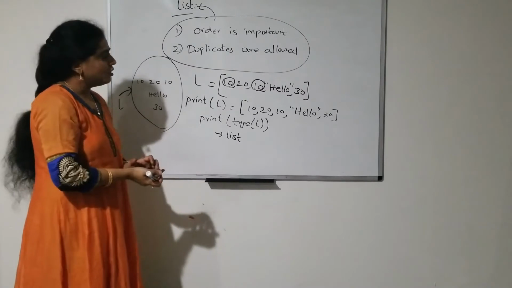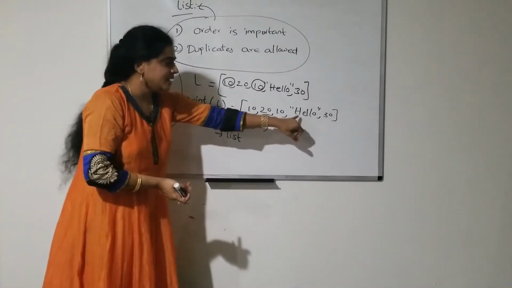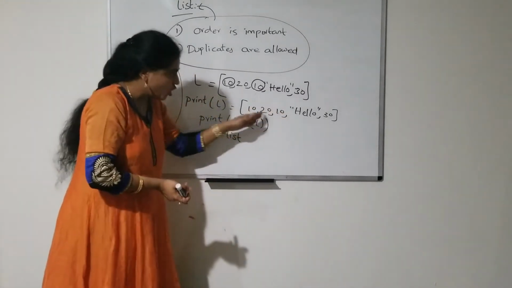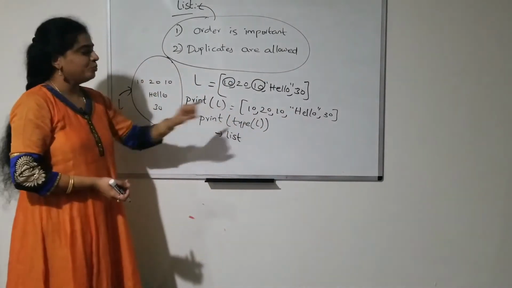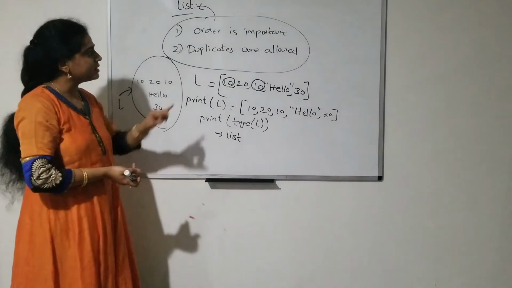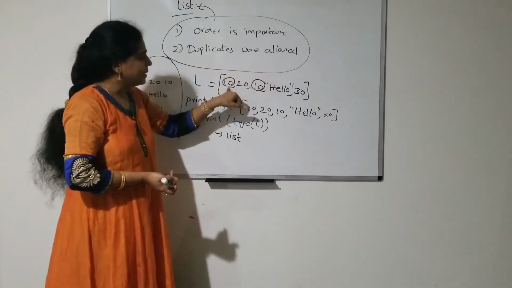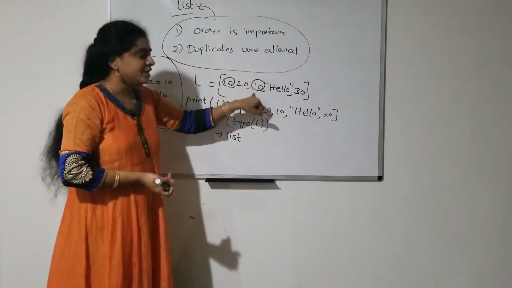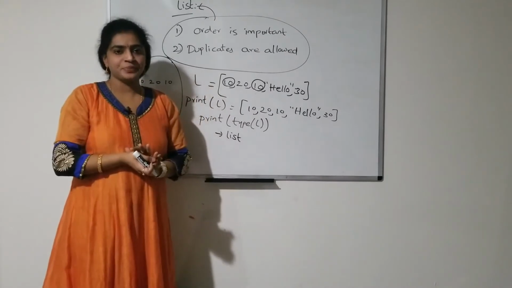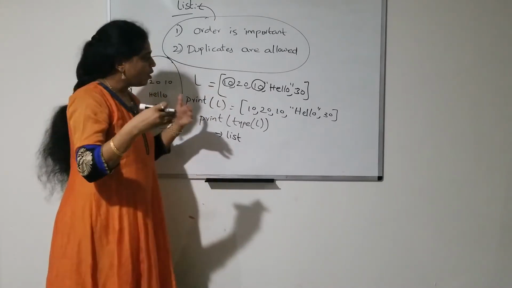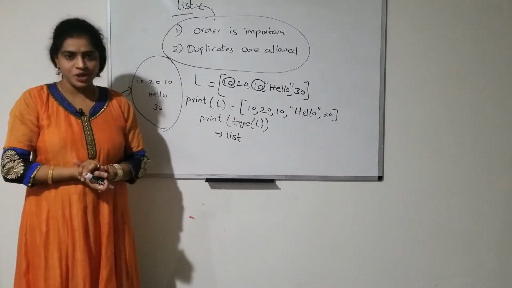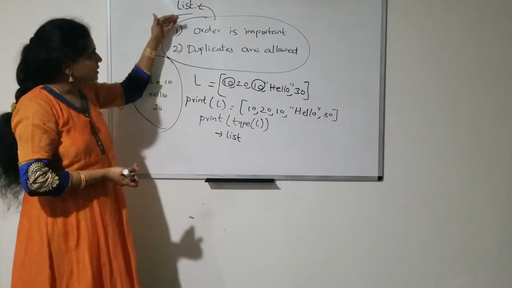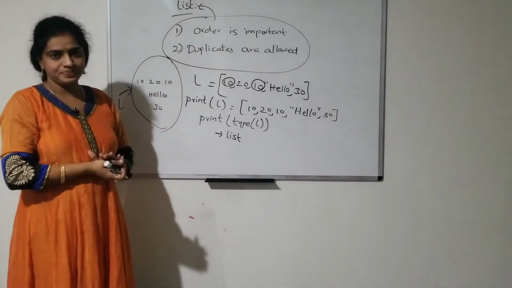So, here insertion order is preserved, that means in which order you have inserted the elements, in the same order you will get the output. And also duplicates are allowed, that means you can use the same object any number of times, that is nothing but a duplication. So, this is about the list data type.